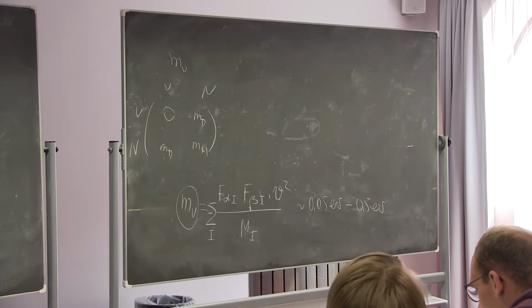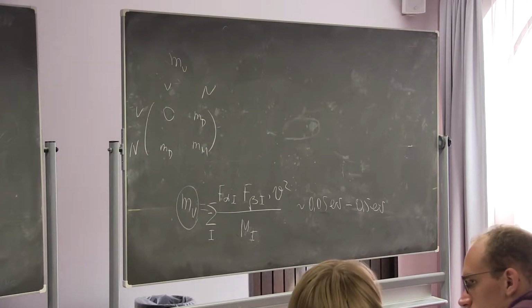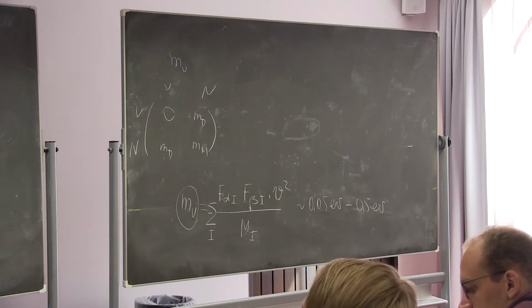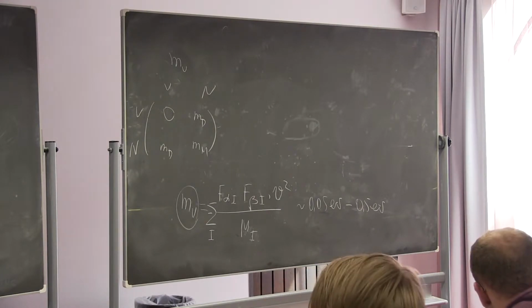And now you see there is nothing conserved. Okay, so everything is broken. You have Majorana neutrino mass, which changes lepton number. So lepton number is violated.